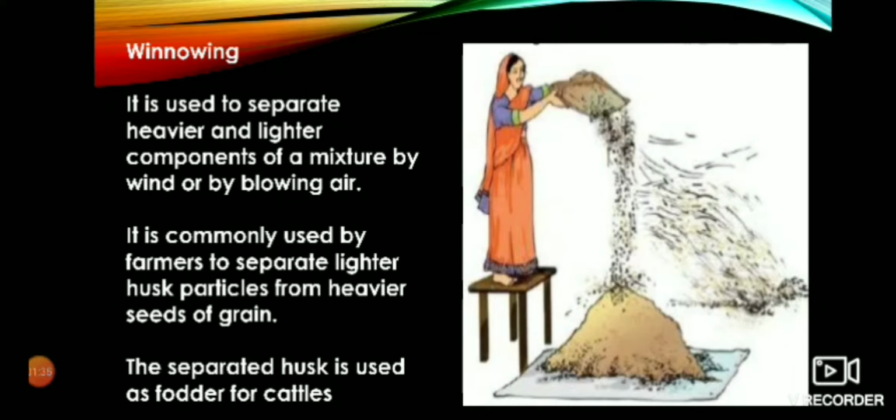It's the best method to separate heavier and lighter components of a mixture by wind or by blowing air. We call it winnowing. It is commonly used by farmers to separate lighter husk particles from heavier seeds of grain. And the husks of the grain are very useful as fodder for cattle.